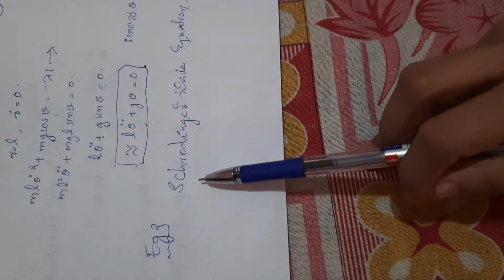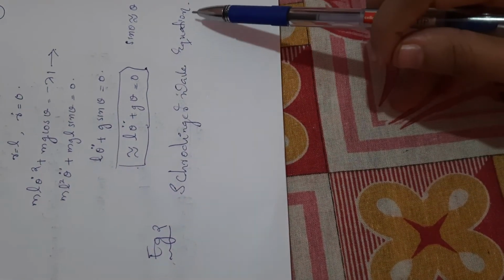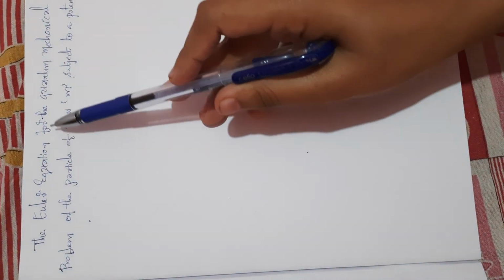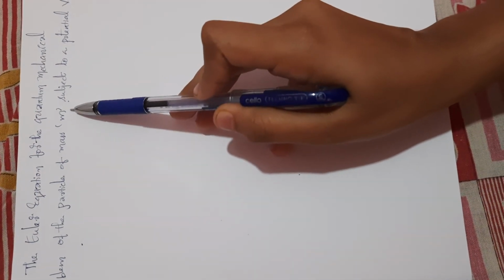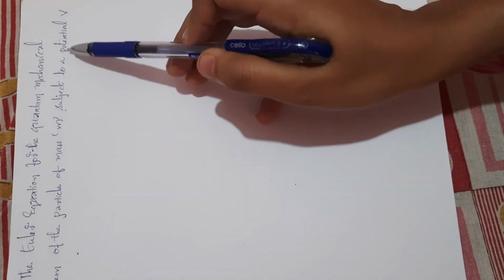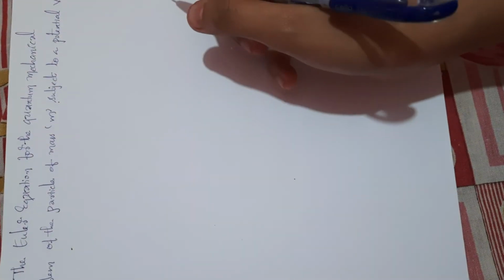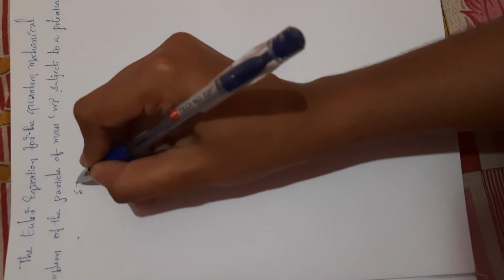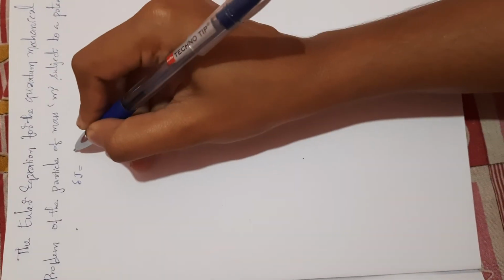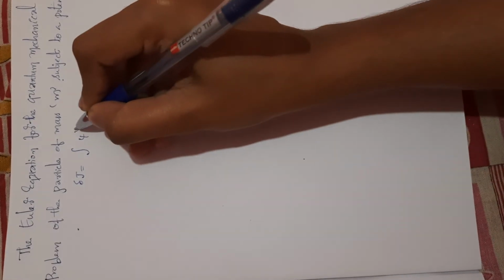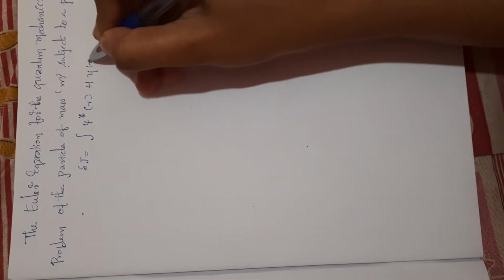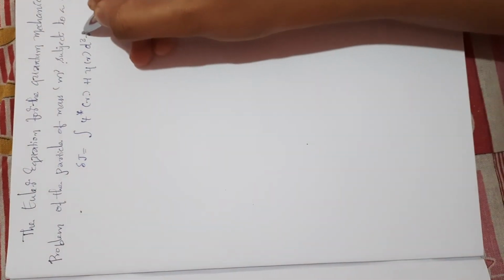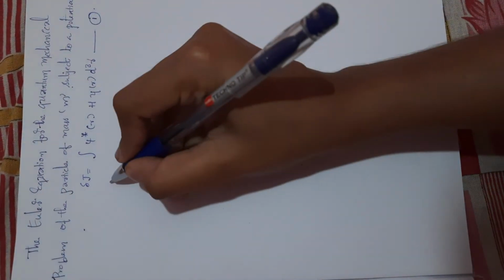Next we can discuss another example, that is the Schrödinger wave equation. The Euler equation of the quantum mechanical problem of a particle of mass m subject to a potential V can be described as delta J is equal to integral of ψ star of r H ψ of r d cube r. Mark it as equation number 1. Here ψ is a normalized wave function.